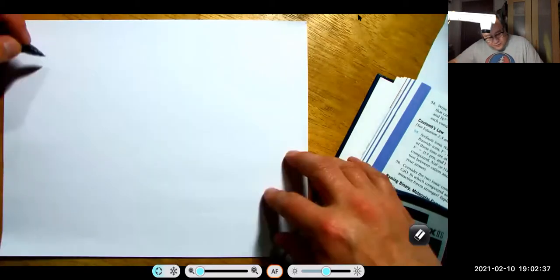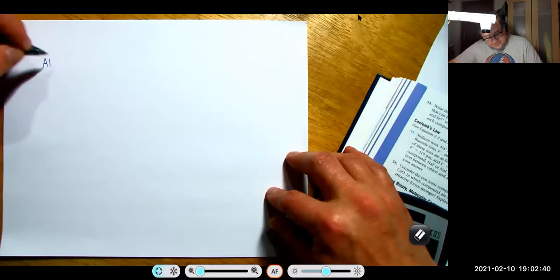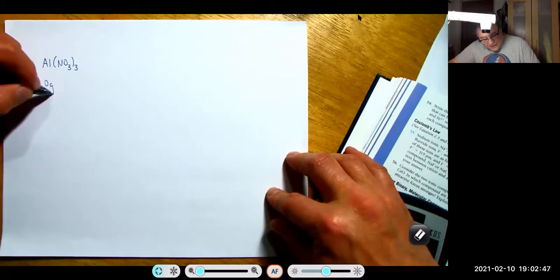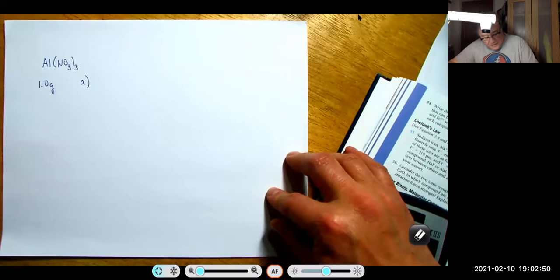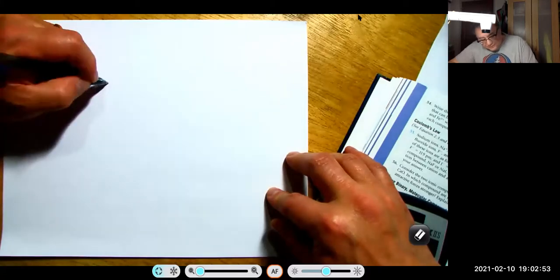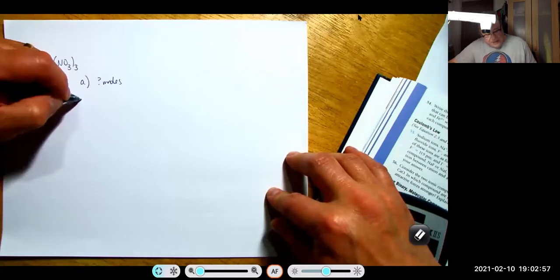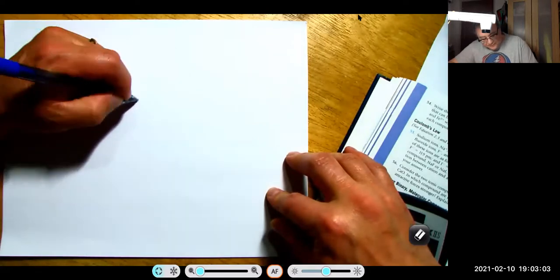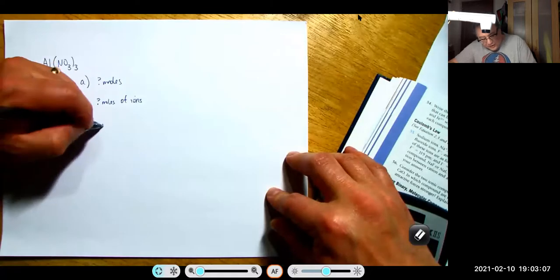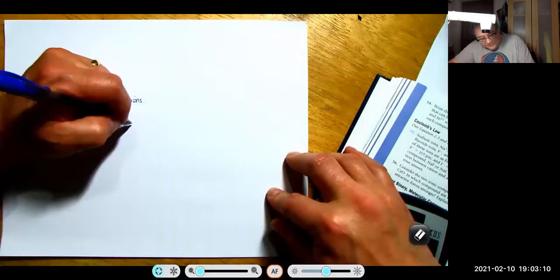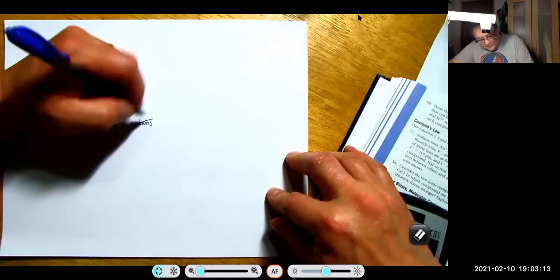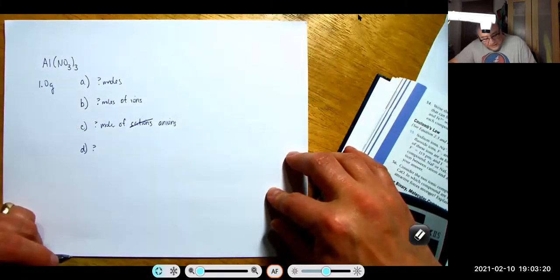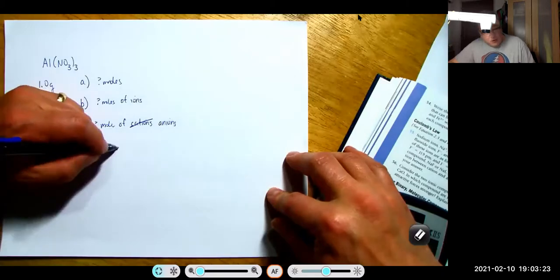So let's say you have this formula here, aluminum nitrate, and let's say that you have 1.0 grams, and we're going to have a few questions here. A, how many moles? B, how many moles of ions? C, how many moles of cations? Actually, I'm going to put anions. And then D, how many cations? Not moles, but actual cations.